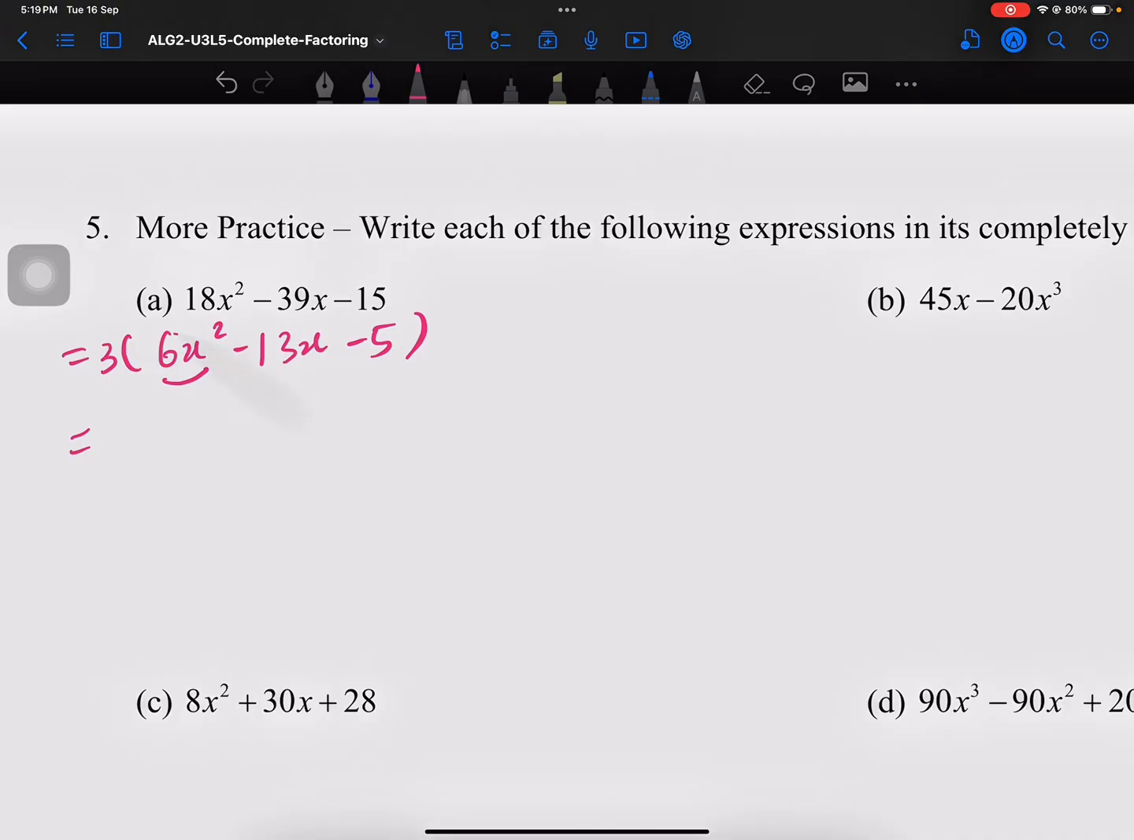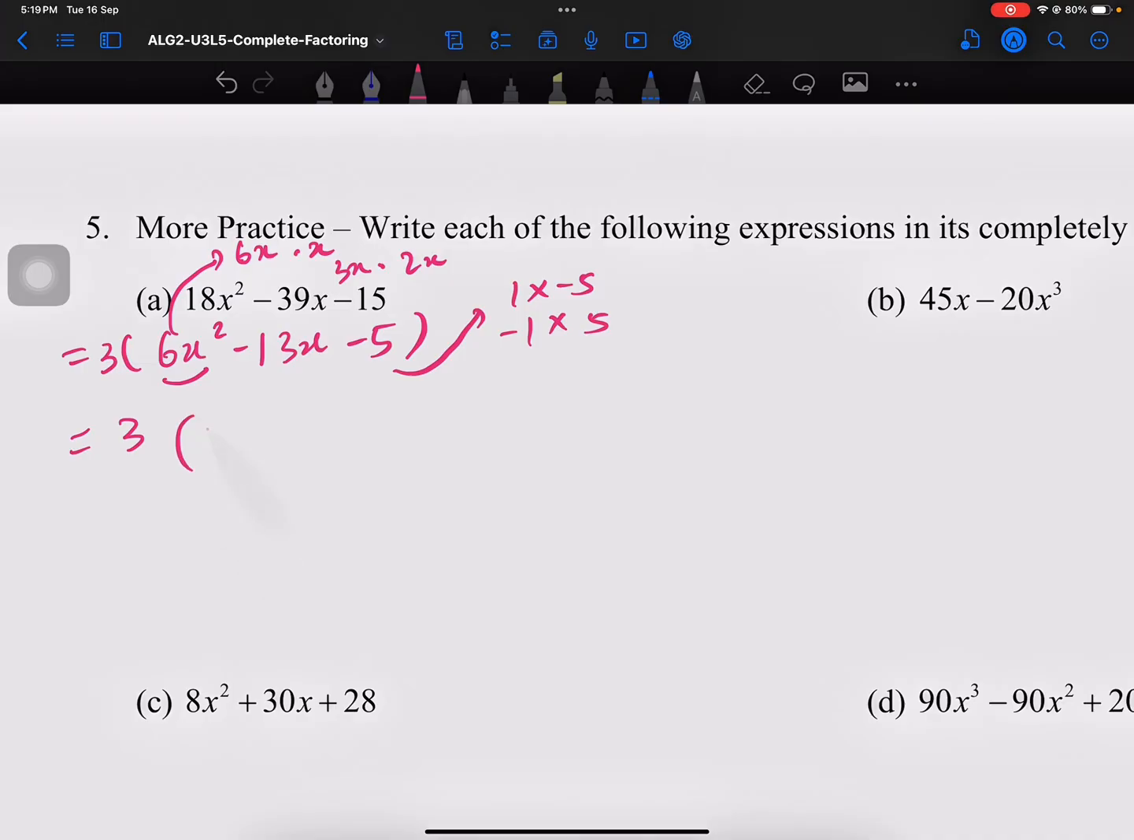So 6x squared may be 6x multiply x, or 3x multiply 2x. For 5, we will have 1 multiply negative 5, or minus 1 multiply 5. So we try the first one. 3 will be outside.